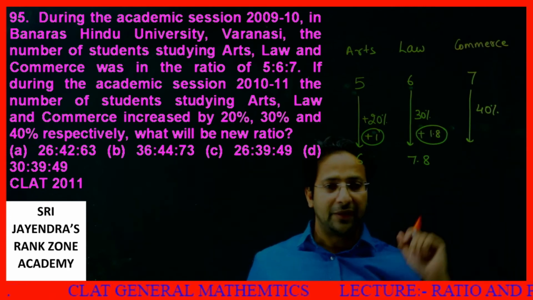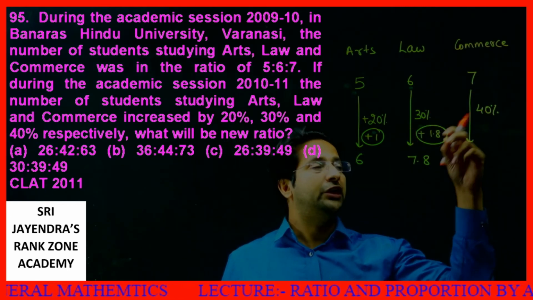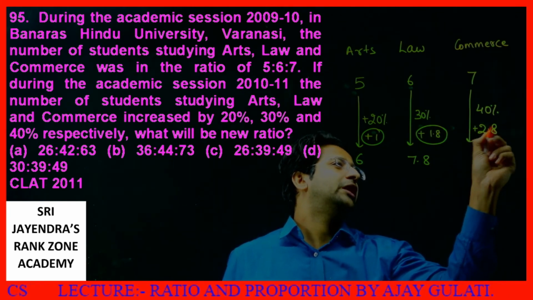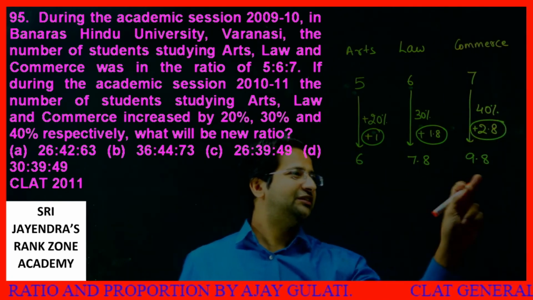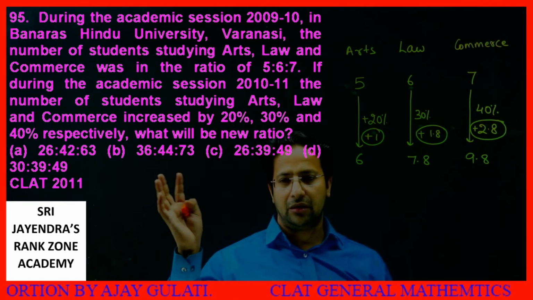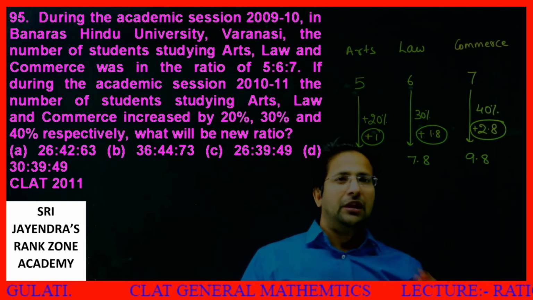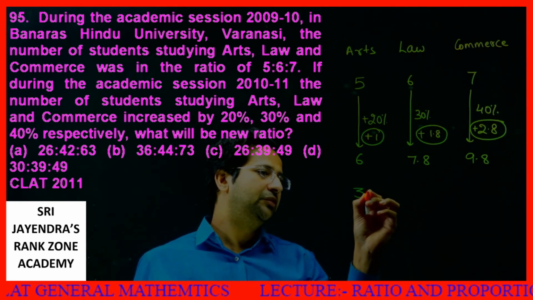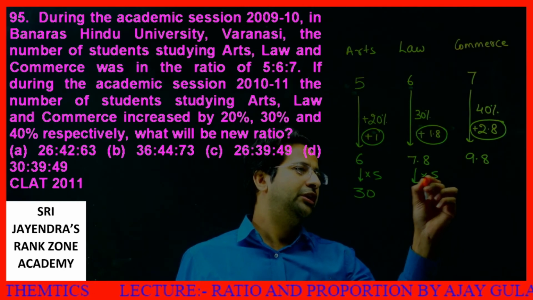Here it increases by 40%. What is 10% of 7? 0.7. So 40% will be 0.7 into 4, 2.8. So here I am doing plus 2.8. It becomes 9.8. This is the ratio. But if I look at the options, all the options are in integers. Let's say I multiply these by 5. If I multiply by 5, this becomes 30 into 5 into 5.